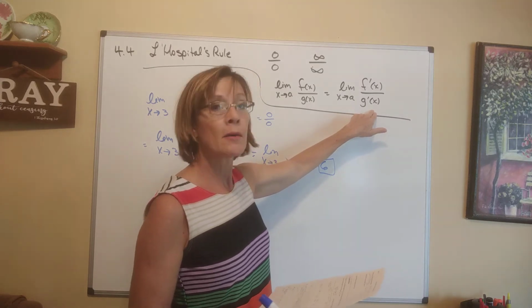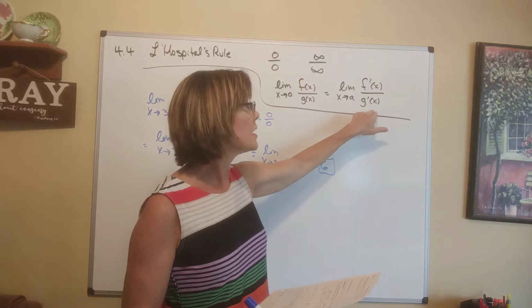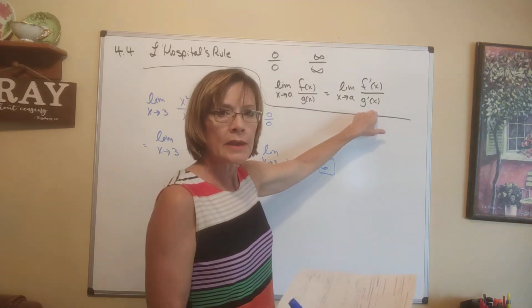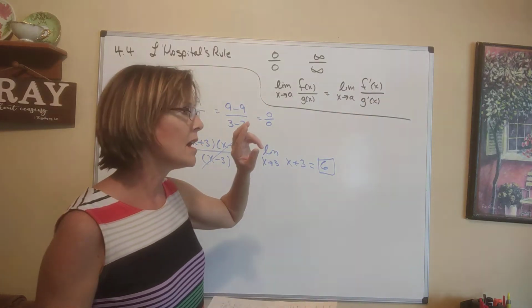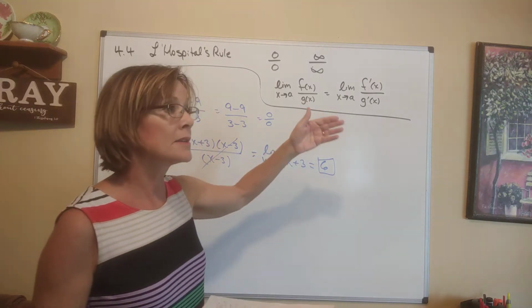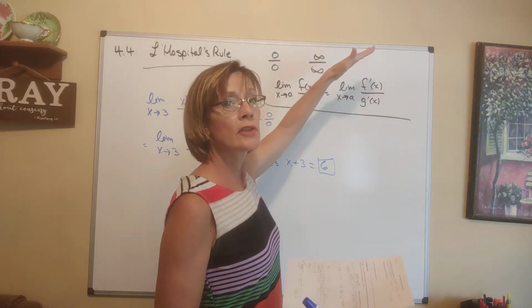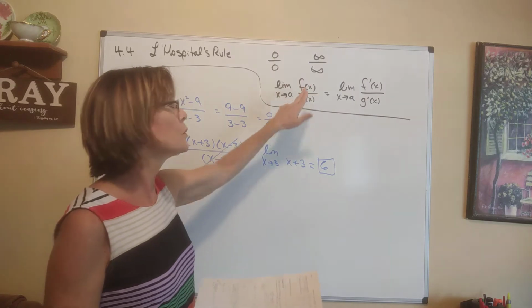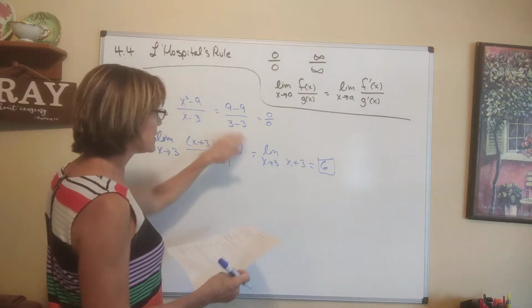This is a very powerful rule, and if you look in your textbook, they give a proof of this, and you should look at it and see why we can say this is true. Please take note that this is not the quotient rule for a derivative. This is not low d high minus high d low over low low. That's not what this is. This is just straight the derivative of the numerator over the derivative of the denominator. And these are the conditions when we can apply L'Hopital's rule. So let us apply it to this one.